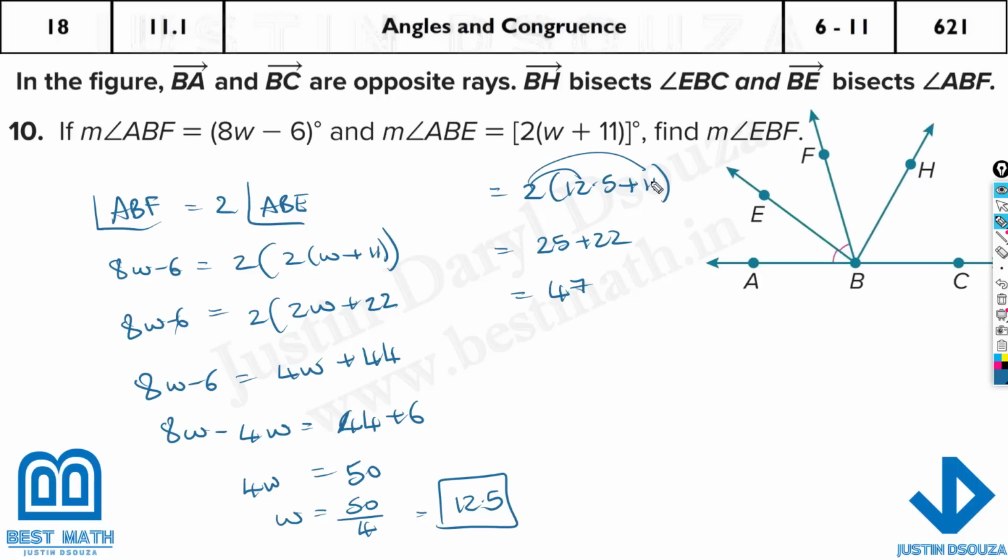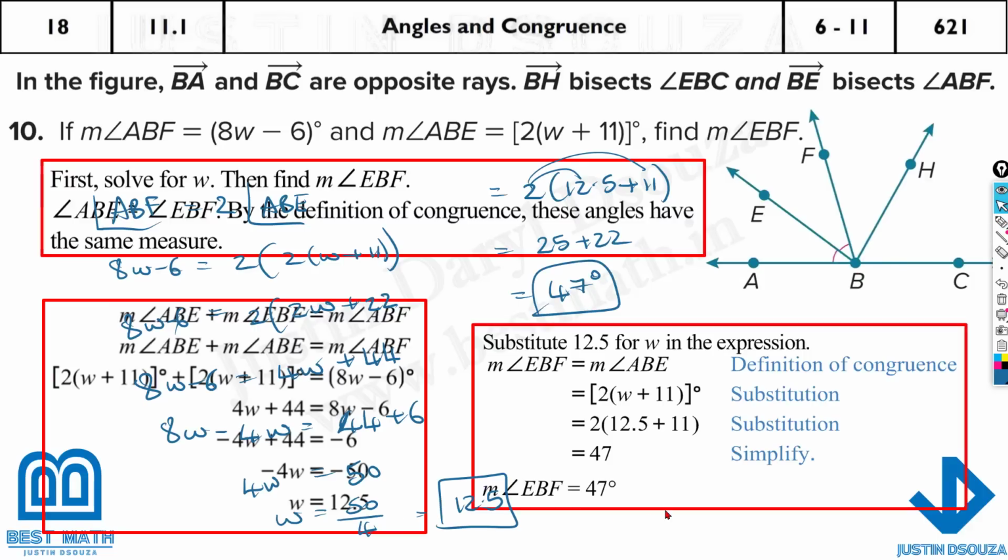Or you can add this up. Here it will be 23.5 times 2, that is also 47 degrees. So there we go, that's the answer.